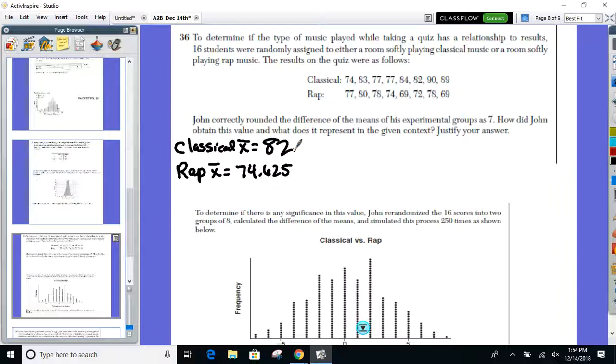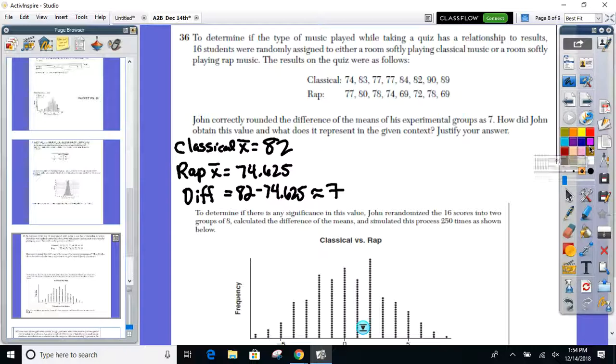How do you get the 7? He subtracted them. Yep. So he said the difference was equal to 82 minus that, and that rounds to 7. Okay, guys, the next question is becoming more and more frequent on the Regents exams, and that is, what does this 7 represent as far as the problem goes? And I don't want to hear difference of the means. What does that 7 mean as far as the scores, the classical, the rap go? It's being asked more and more lately. What's the 7 represent?